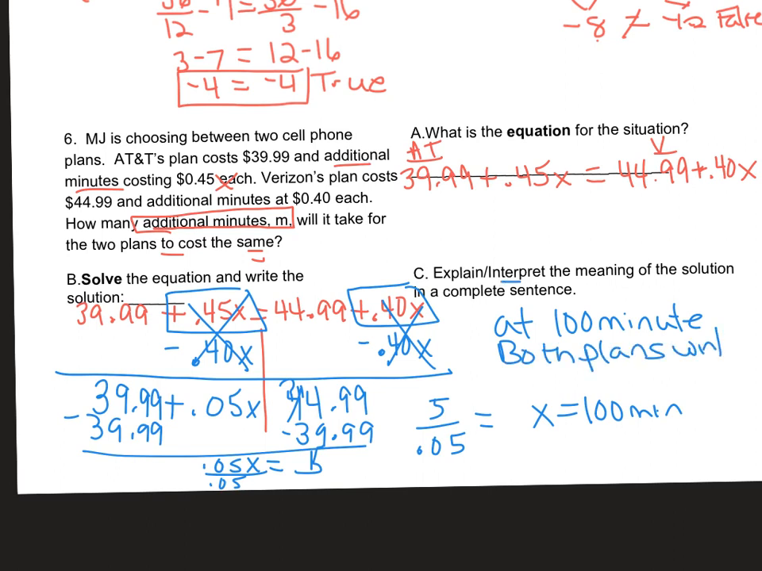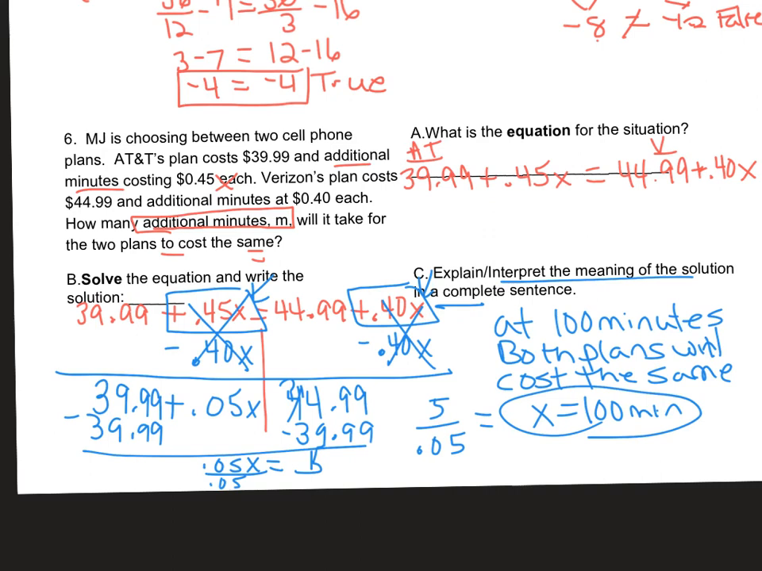It says, interpret the meaning of the solution. So at 100 minutes, both plans will cost the same. Can you always go type in what you got for X? Of course you can. Substitute it and check and see what the cost would be at both cell phone plans.